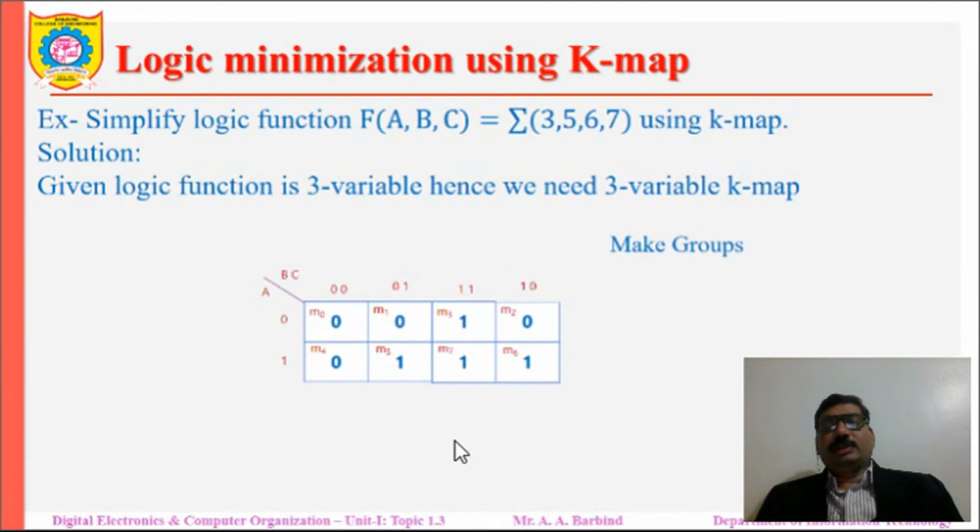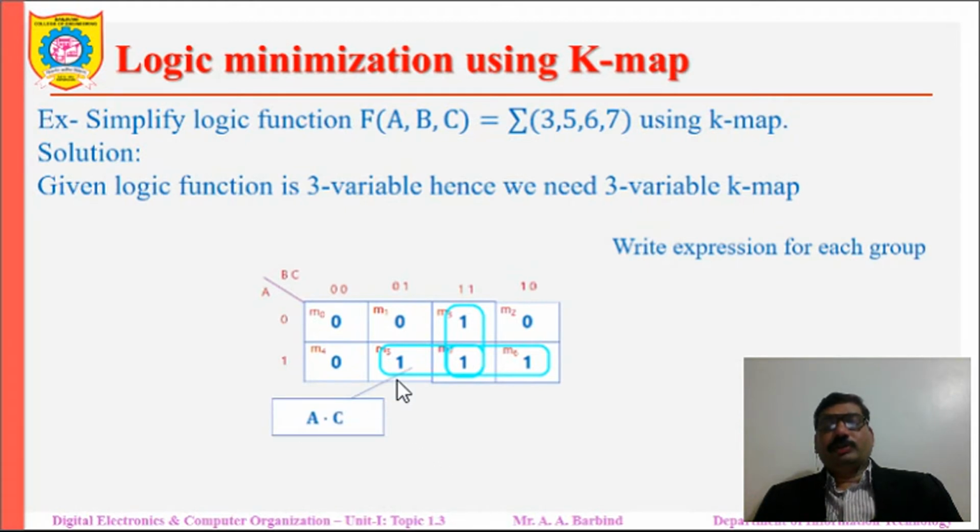Now the next step is to make the groups. We can see here that we cannot form any octet or any quad. Though 4 ones are there, they are not in the fashion that we can form a quad. They should be in the rows and columns to form a square or a rectangle. But we can form pairs here. So this is how we can form 3 pairs of the existing ones, and we can write the expression for each of the pairs.